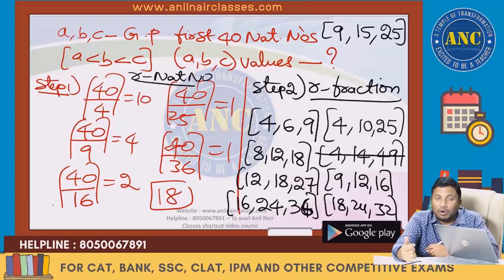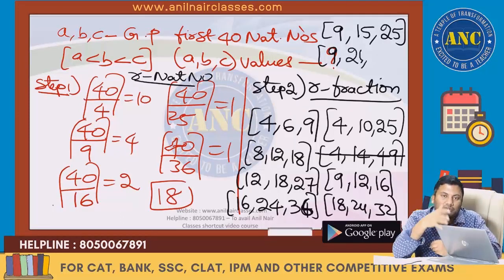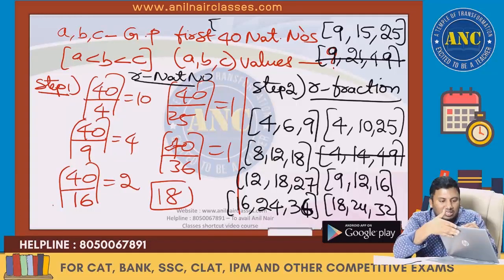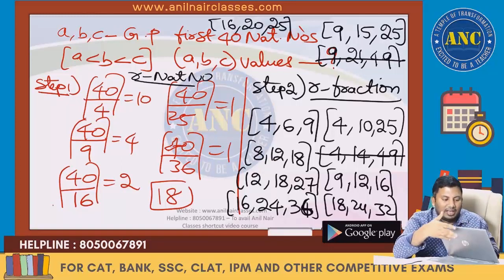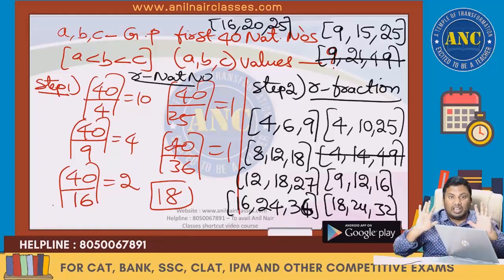Next one. I hope it is clear, right? 3 3s are 9. Next 3 5s are over. 3 7s are 21. 21 square is 441. 441 is too large, 49 times 9. These are not possible. Next is 16. 4 4s are 16. Next co-prime with 4. 4 5s are 20. 400. These 25. Like that you have to take the cases. I hope the concept is clear.